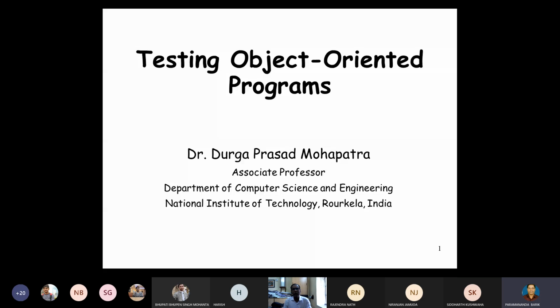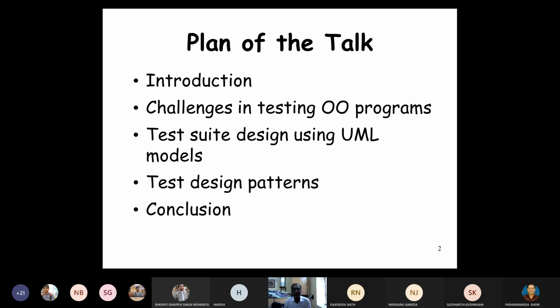Okay, good morning. So today we will start off a new topic. We have almost finished some of the important concepts of testing procedural programs. Now we'll go for testing object-oriented programs. What are the challenges in testing object-oriented programs? Why can the same procedural testing techniques not be directly applied to testing of object-oriented programs? We'll see some of the basic concepts, then we'll go for the detailed techniques.